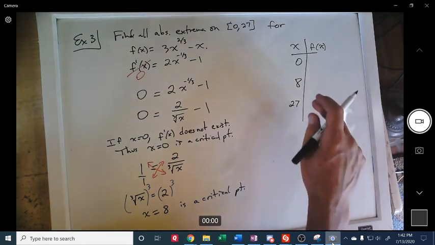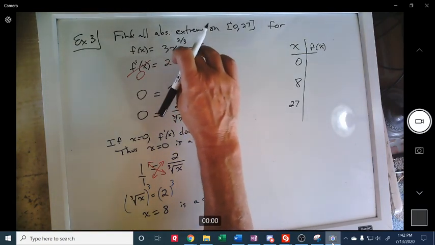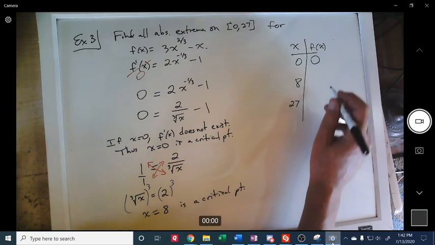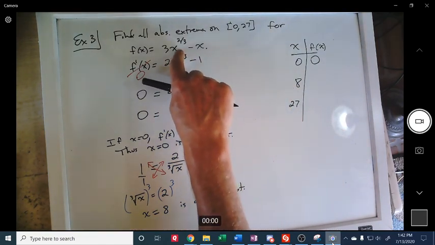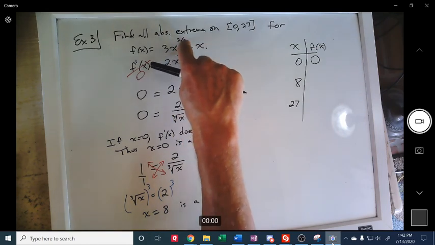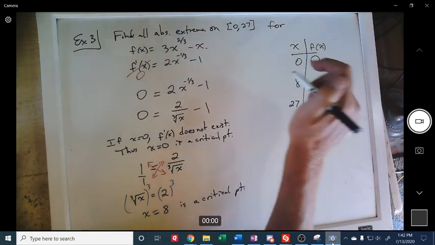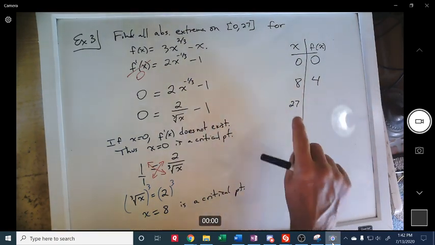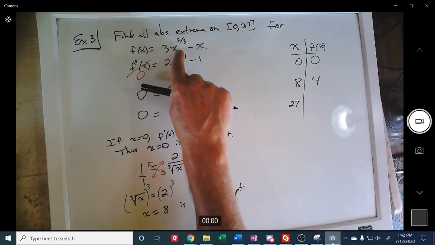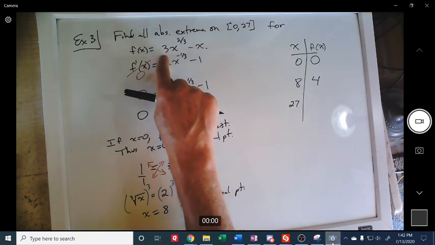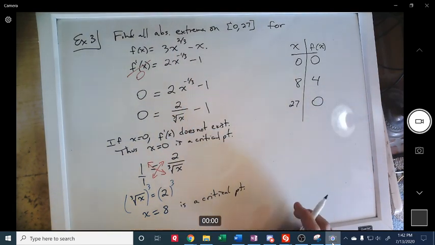So then I'm going to plug in 0, and you get 3 times 0 minus 0, which is 0. Plug in 8. Cube root of 8 is 2. 2 squared is 4. 4 times 3 is 12. 12 minus 8 is 4. I plug in 27. 27 to the 2/3 turns out to be 9. 9 times 3 is 27. 27 minus 27 is 0.